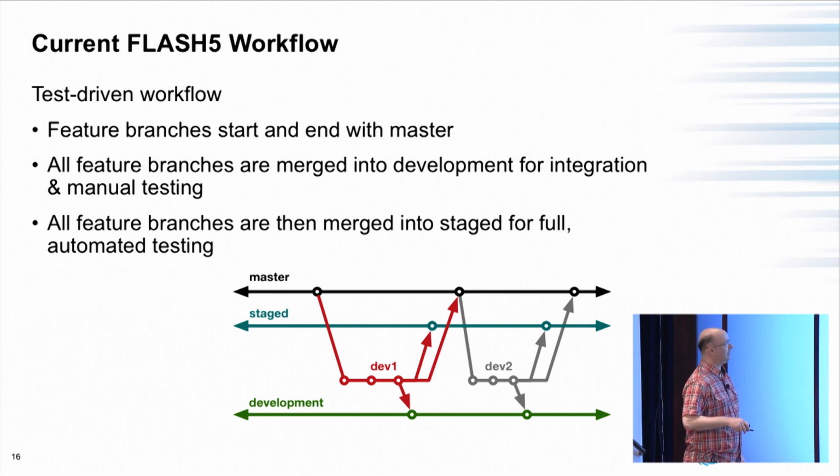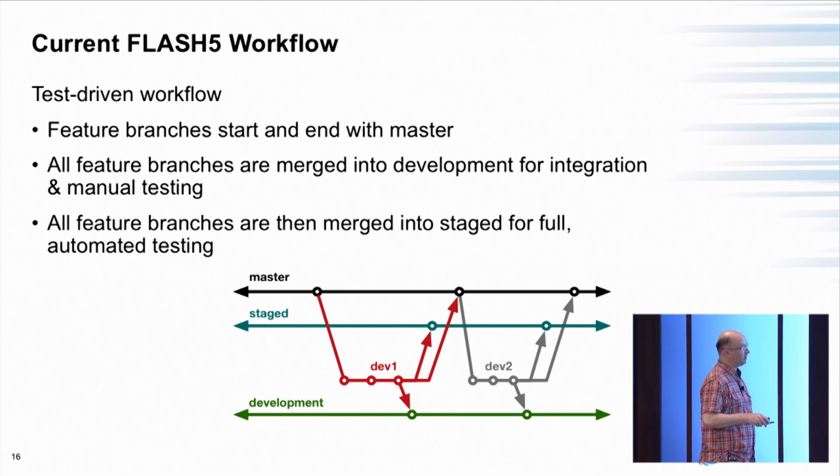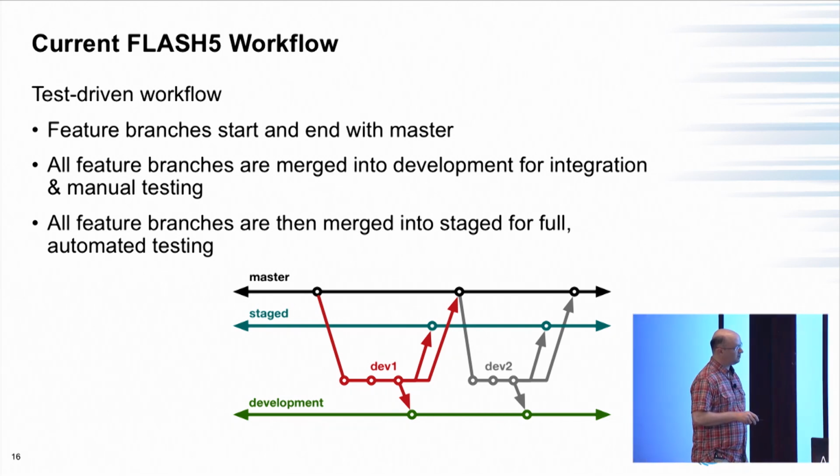So what we have here is an infinite lifetime branch in the form of development and a new one called staged. We have the same set of rules. Feature branches go off of master and merge in. Before you want to go into master, you first have to do integration on development. Once you're happy there, then you merge into staged, and then from there you can go into master.